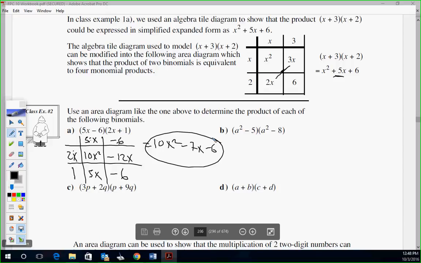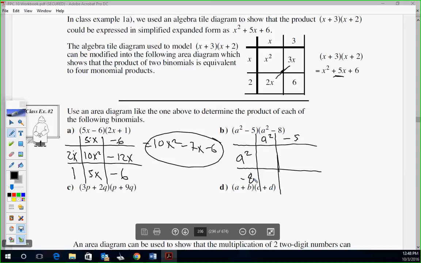Okay, so this one here, you have to use your exponent rules a little bit because you got some a squareds here. Let's go ahead and draw our chart. So I have a squared, I have a squared, I have minus 5 and minus 8. I'll do this one, and I'll have you guys try the second one too.